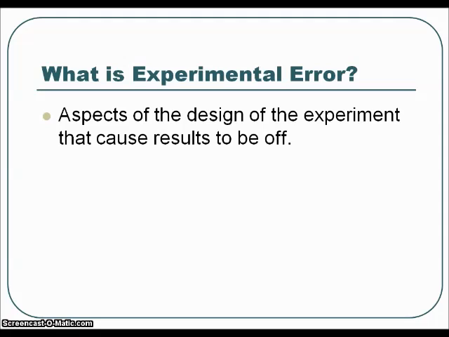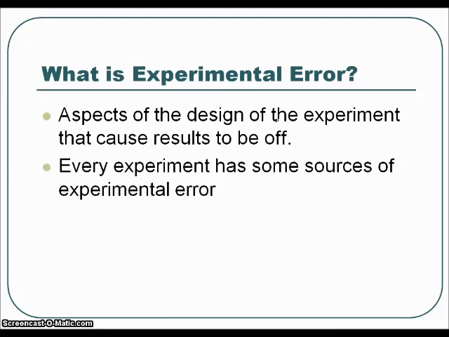So here's our definition. An experimental error is an aspect of the design of the experiment. So notice design is really a key word here. And there are aspects of that design which will cause your results to be off. Now, off's not a very official word. Probably a better word to use would be inaccurate. Remember, accurate is whether your answer is correct or on the mark or not. So these are things that mess your results up a little bit.